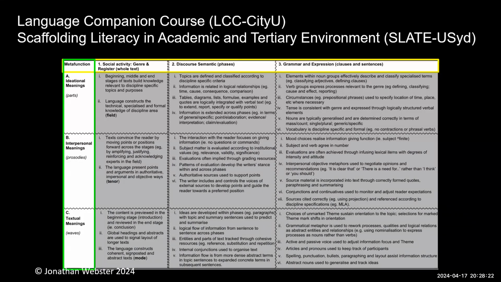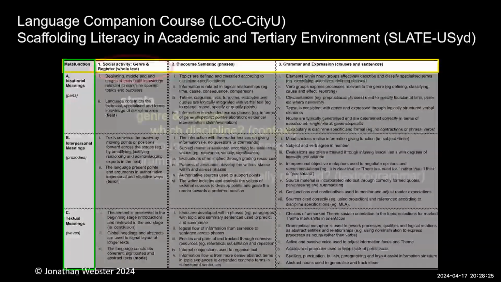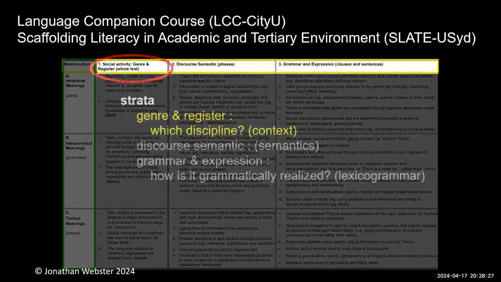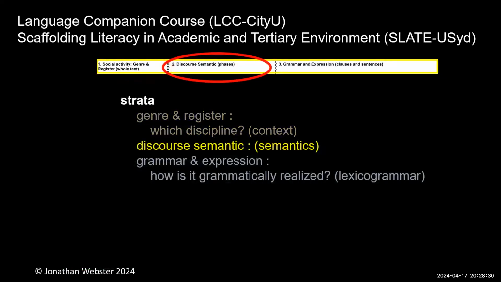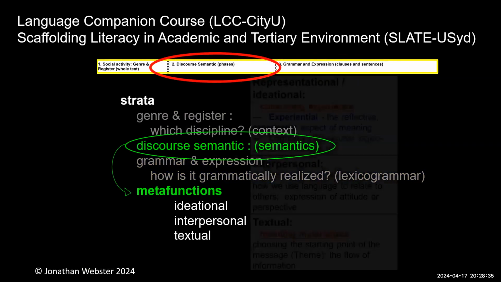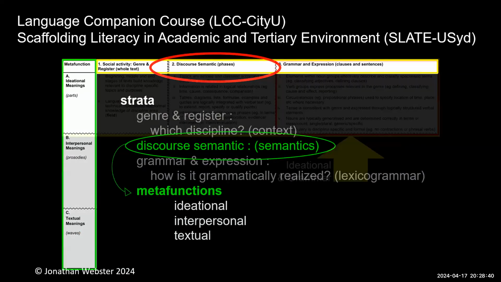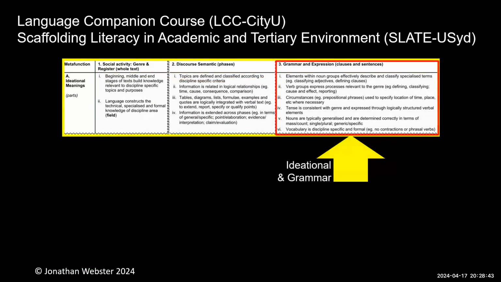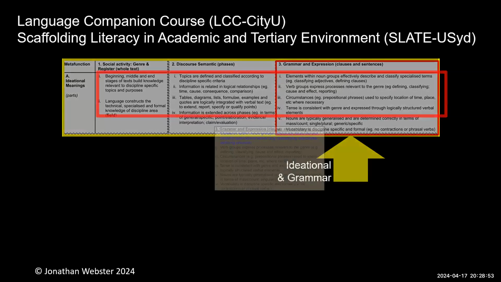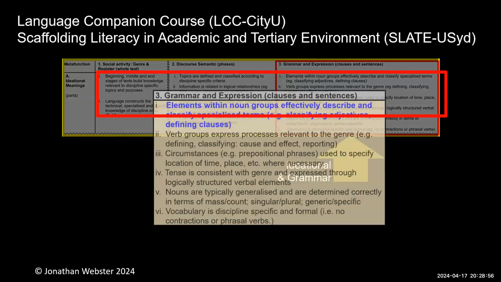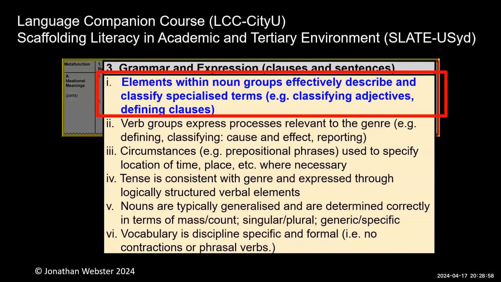We said it's a 3x3 matrix, identifying the genre, the register, the semantics, the meaning, and the grammar, how it's realized. And all of this is related then to the metafunctions. And so that last column is quite necessary to look at in terms of when you are looking at ideational meaning and how that is realized lexicogrammatically. These should be aspects that you look at and think about, consider.